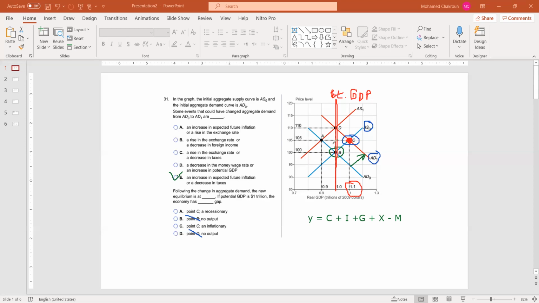If it was to the left of the vertical line, it will be a recessionary gap. But here it's to the right. If real GDP is higher than potential GDP, we have an inflationary gap. So this is the right answer. This is for the first question.